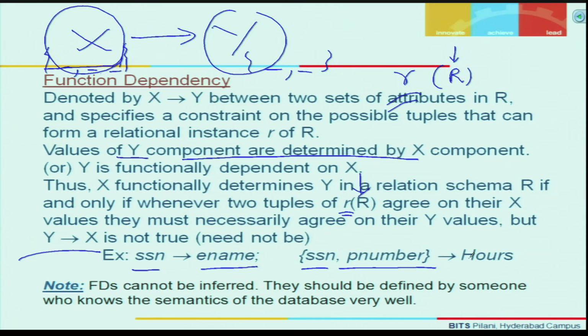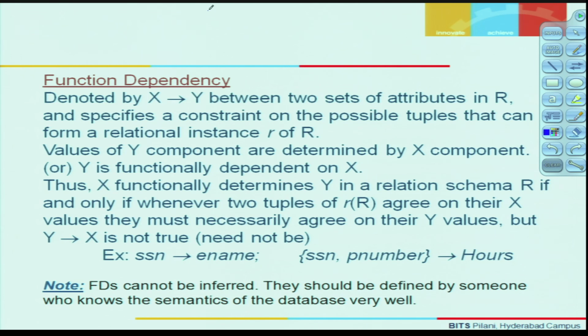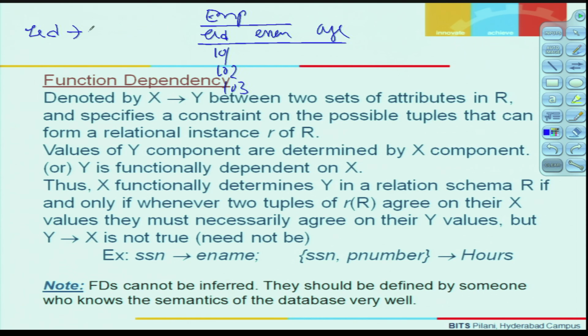For example, if we consider the employee relation and it has employee ID, employee name, and age, if I have employees 101, 102 and 103, and there is a functional dependency which says that employee ID determines employee name and age, here employee ID is the X component and E name, age is the Y component, and it clearly says that the values of E name and age attributes are determined by the value of the column employee ID.